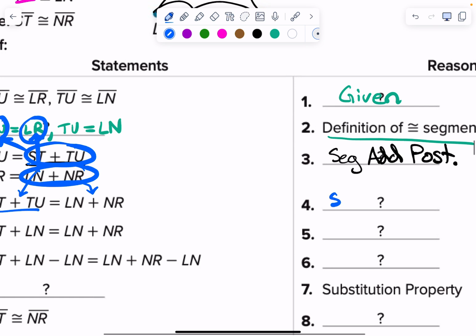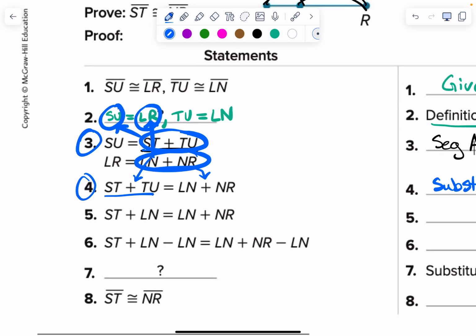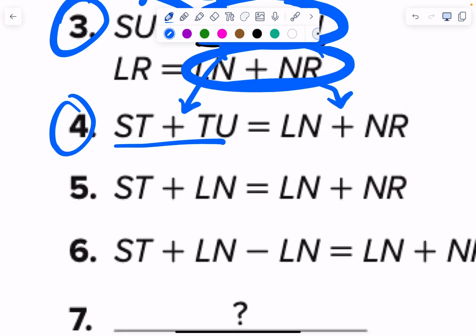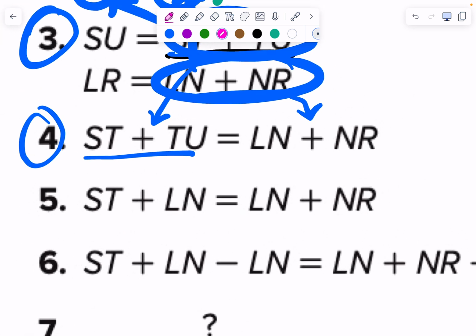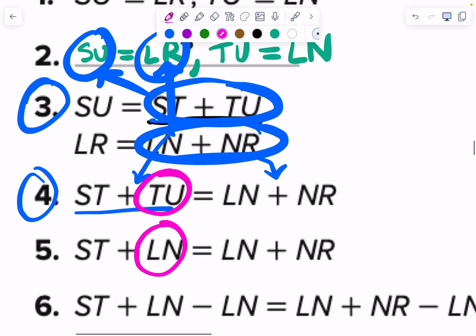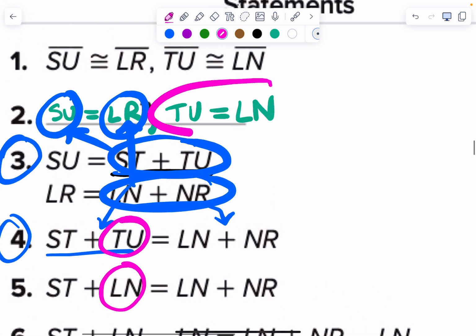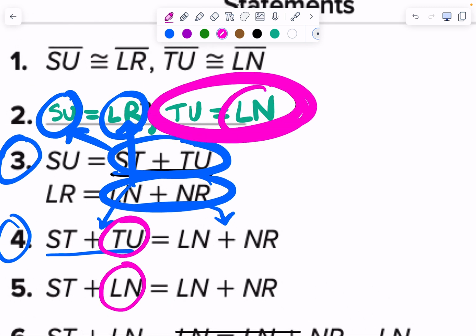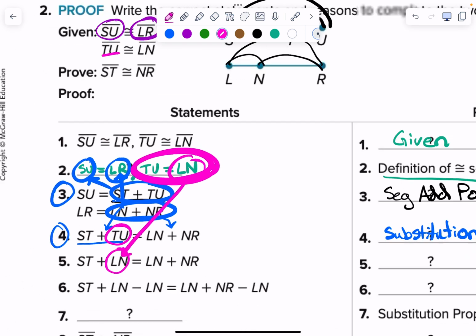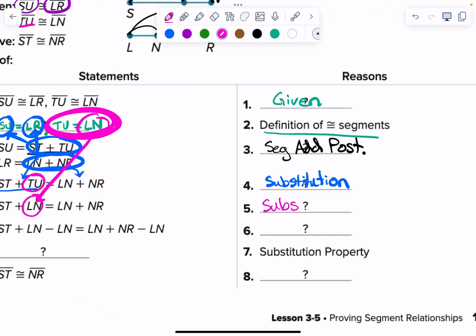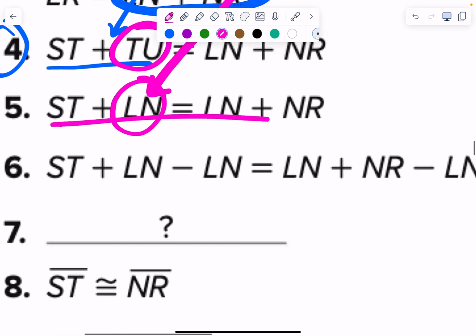That is called substitution. You stay with me. Substitution. I'm plugging stuff in. Now, what's the difference between 4 and 5? What did we change? Yeah, we replaced TU with LN. How am I able to replace TU with LN? Because TU equals LN, right? So I took LN and I plugged it in for TU. So what's that called? Another substitution, right?